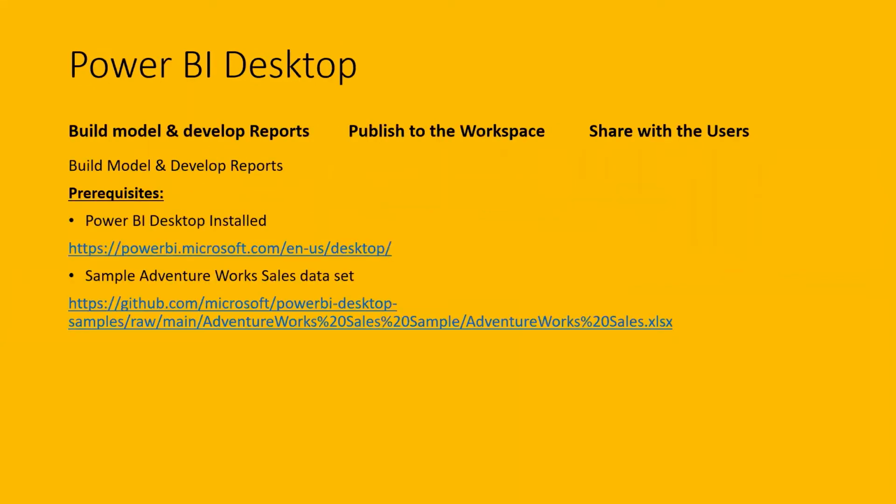Working with Power BI Desktop involves three steps: building the model and developing reports, publishing to the workspace, and sharing with the users. In today's session, we are going to discuss all these topics. As a prerequisite, please install Power BI Desktop and also get access to the sample Adventure Works sales dataset. I'll place the link in the description.